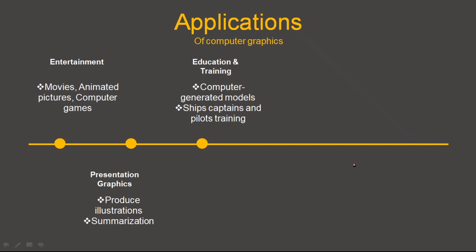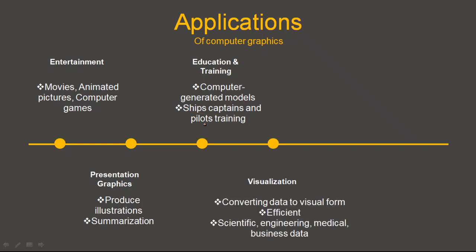Next is education and training. In education and training, computer graphics is used to produce computer-generated models. These models help ship captains and pilots learn how to operate their devices or their equipment.